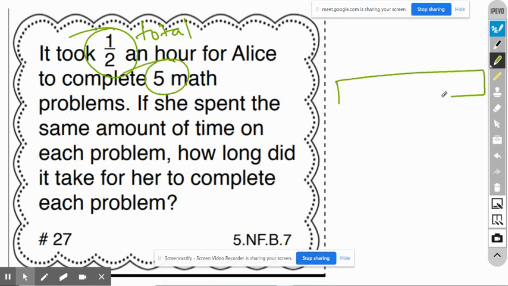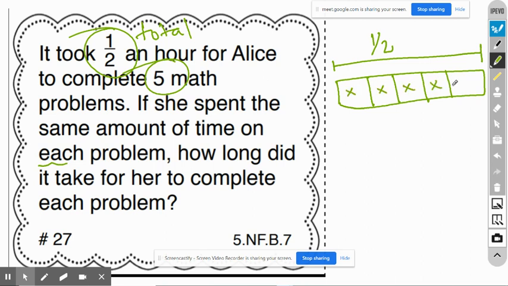How can we draw this easily like this? So there were 5 problems, and the total she spent is the half an hour. Look at this. And it says she spent the same amount of time on each problem. So whatever she spent here, I'm going to put as an X. She spent an X here, an X here, an X here, an X here. You know, in middle school, you're going to see letters for numbers, right? So if I put X, X, X, X, X, that means they are all the same. If I put X, Y, X, Y, X, Y, then the numbers are different.